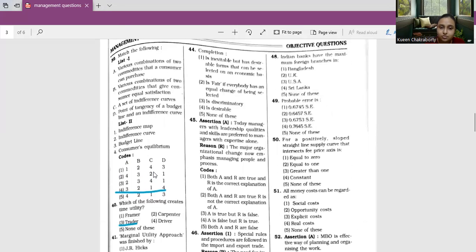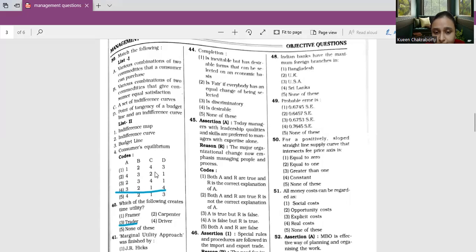Next, moving on to question number 44. Competition is inevitable but has desirable forms that can be selected on an economic basis, is fair if everybody has an equal chance of being selected, is discriminatory, is desirable, or none of these. Which will be the correct answer? Competition is basically fair if everybody has an equal chance of being selected. According to me, this will be the correct answer.